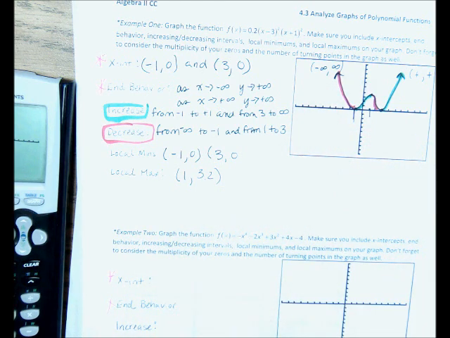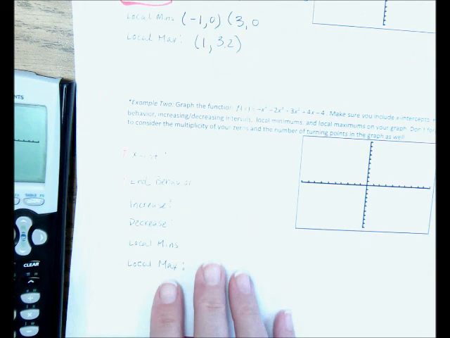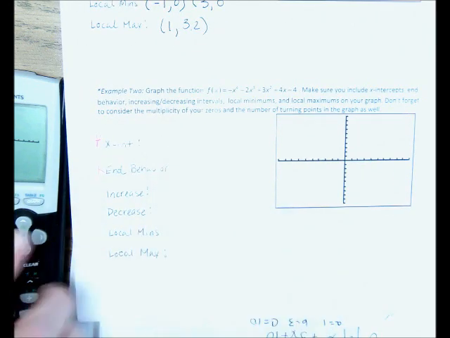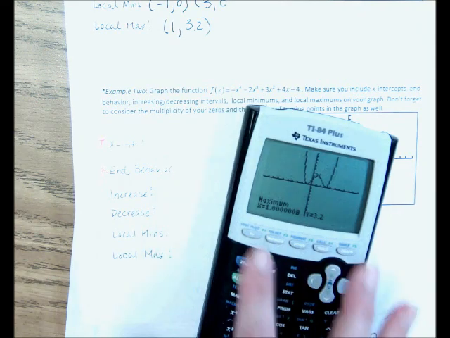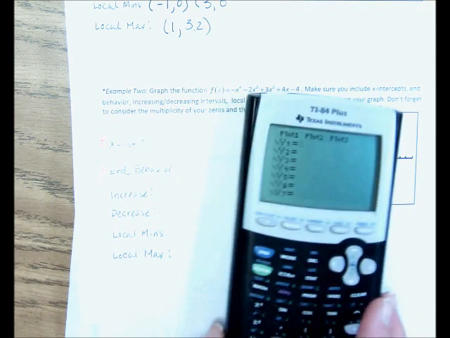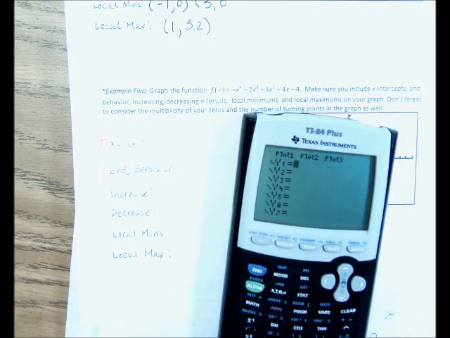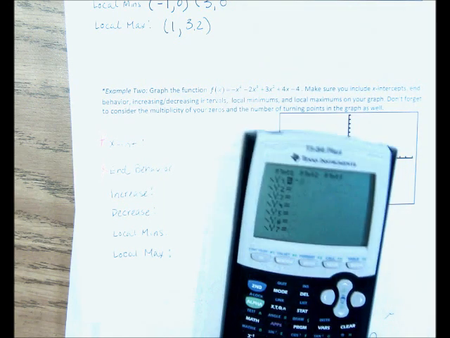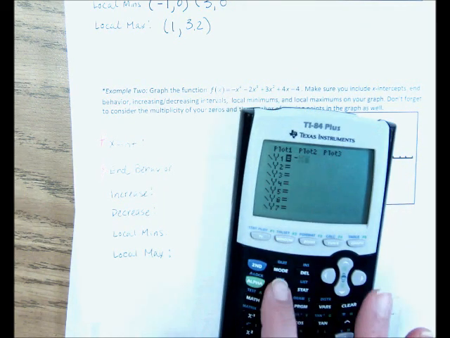So that gives me an idea of where my graph is going to increase and where it's going to decrease. Now I wanted to do one other problem for you, and this is actually graph 2, or example 2. So again, I'm going to go to my graph and plug in my formula. Remember, when you're using your graph and it has a negative, make sure you're pressing the negative button and not the minus button. It will not work if you do it the other way.